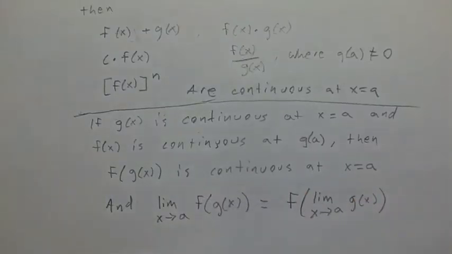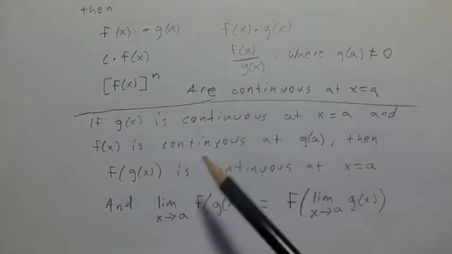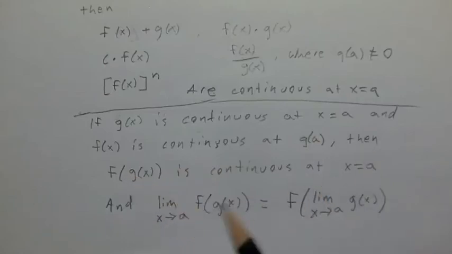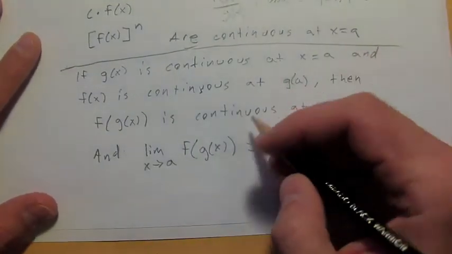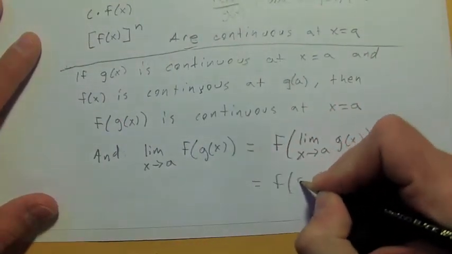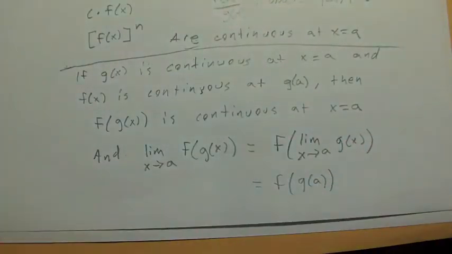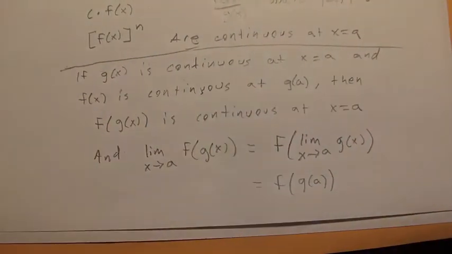And if all this stuff is true, what this basically means is that if everything's nice and continuous where we need it to be and where we want it to be around a, and note f has to be continuous at g of a because that's what we're plugging into f. If all this is true, then if I'm taking the limit as x goes to a of f of g of x, I can actually move it inside and take the f of the limit as x goes to a of g of x. And if everything's nice and continuous, we know that this is going to be f of g of a. Okay.